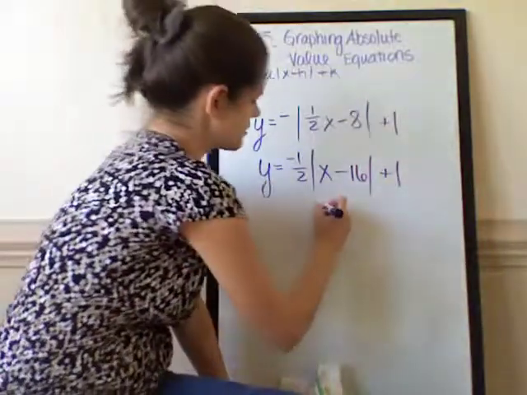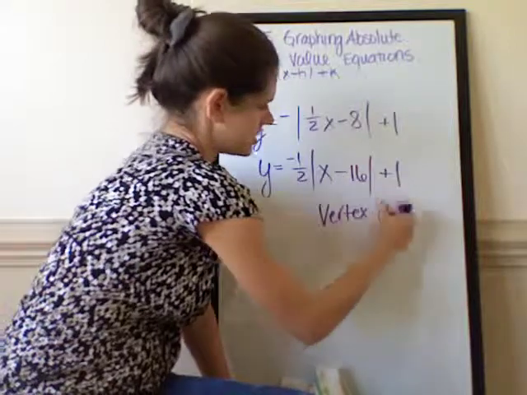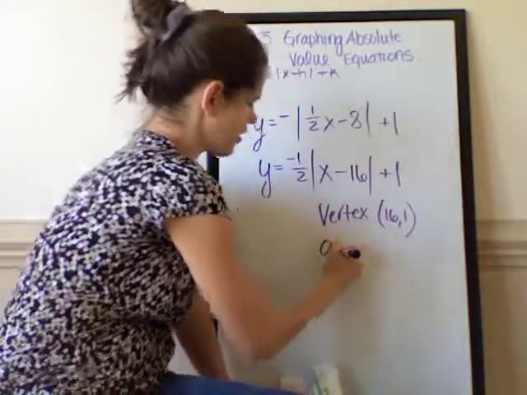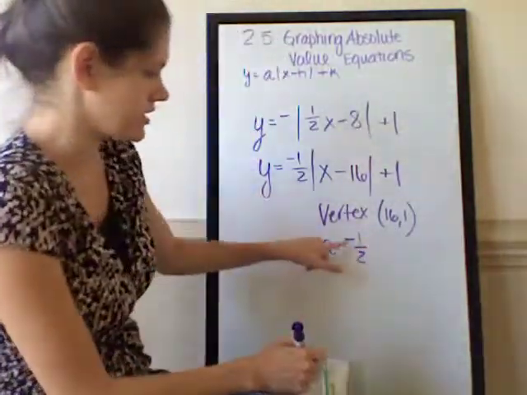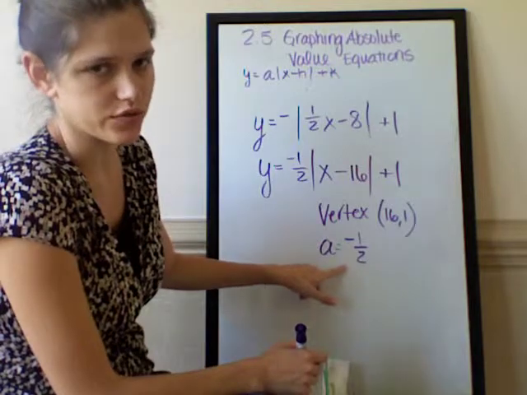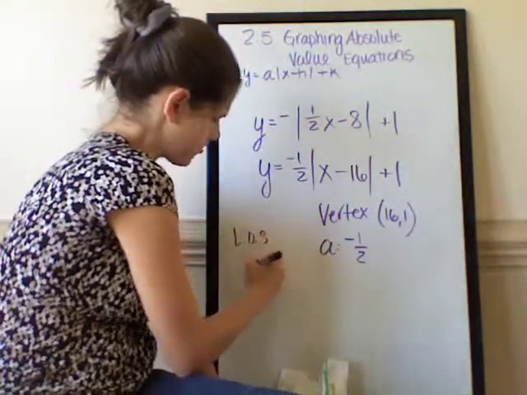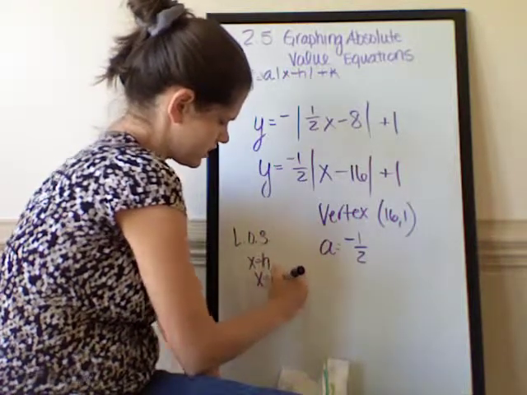Okay, so that means my vertex would be 16, 1, and my a value is negative 1/2. That means I would be going down 1 over 2, that's your slope. And my line of symmetry, remember that's x equals h, so x equals 16.